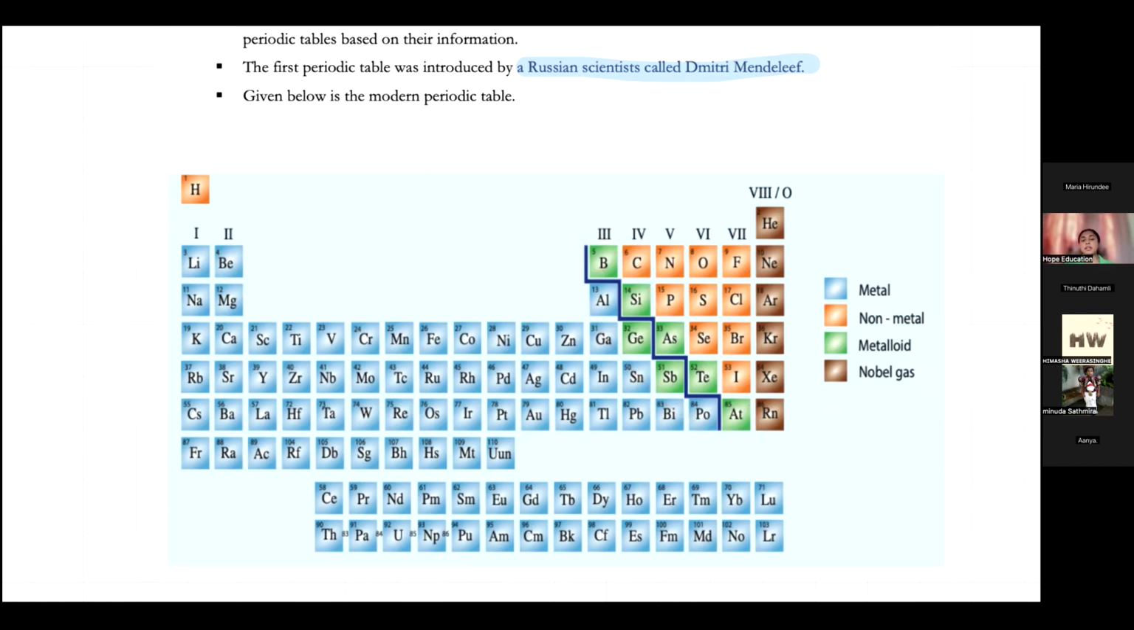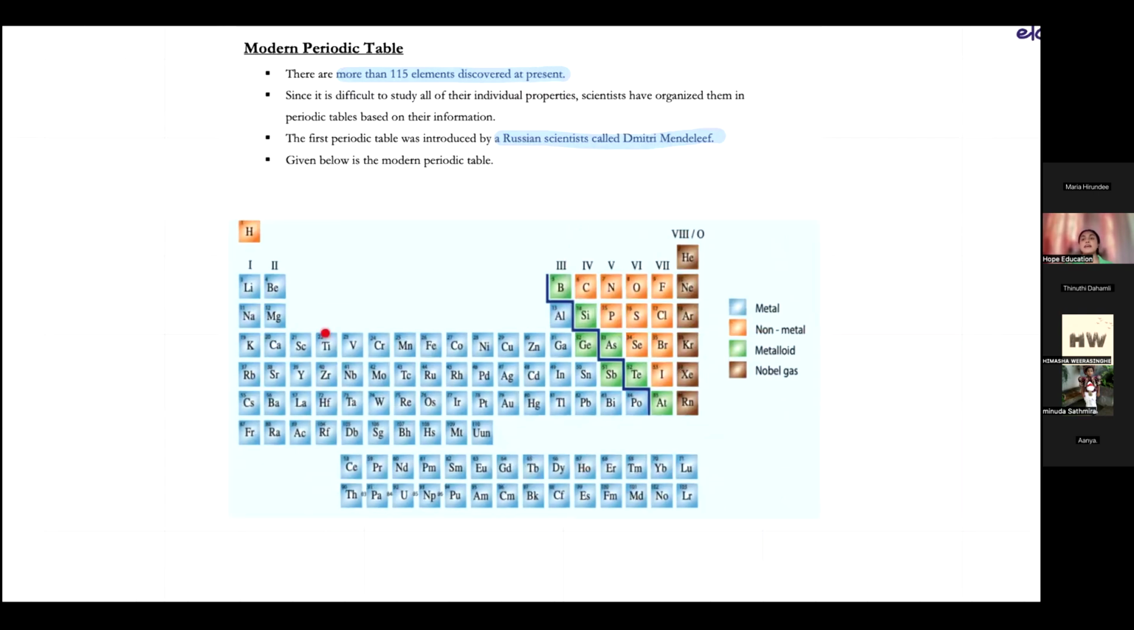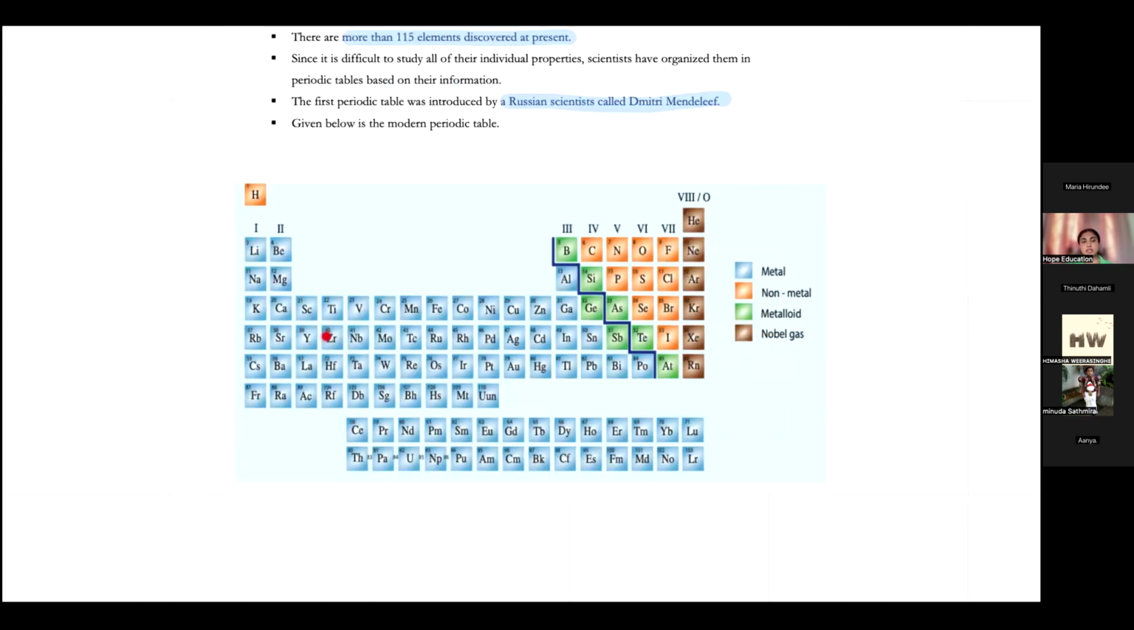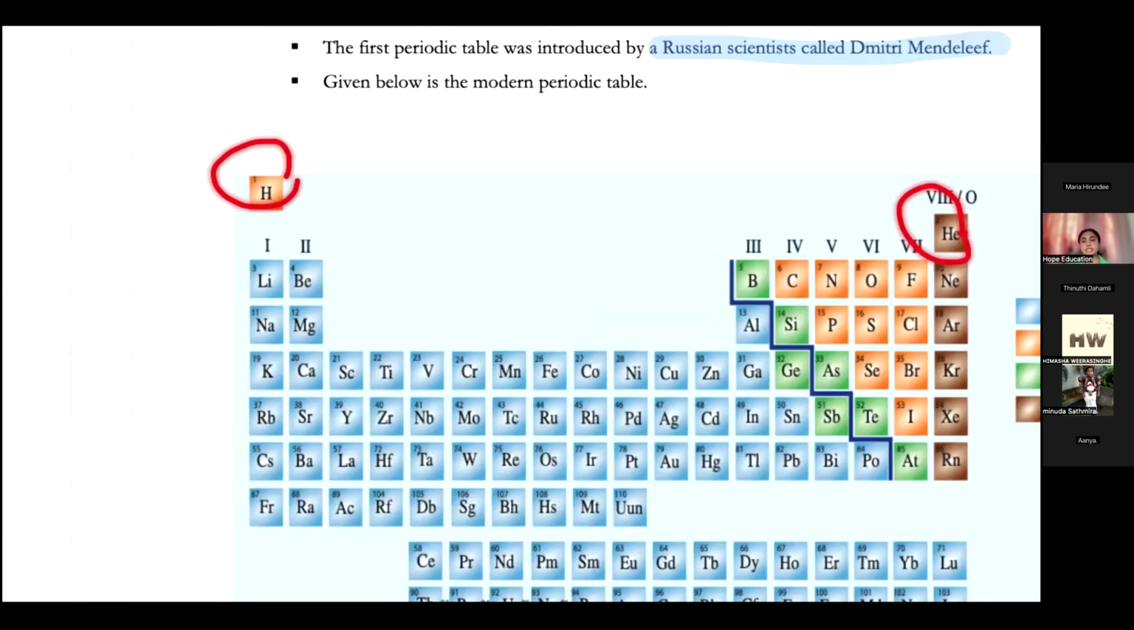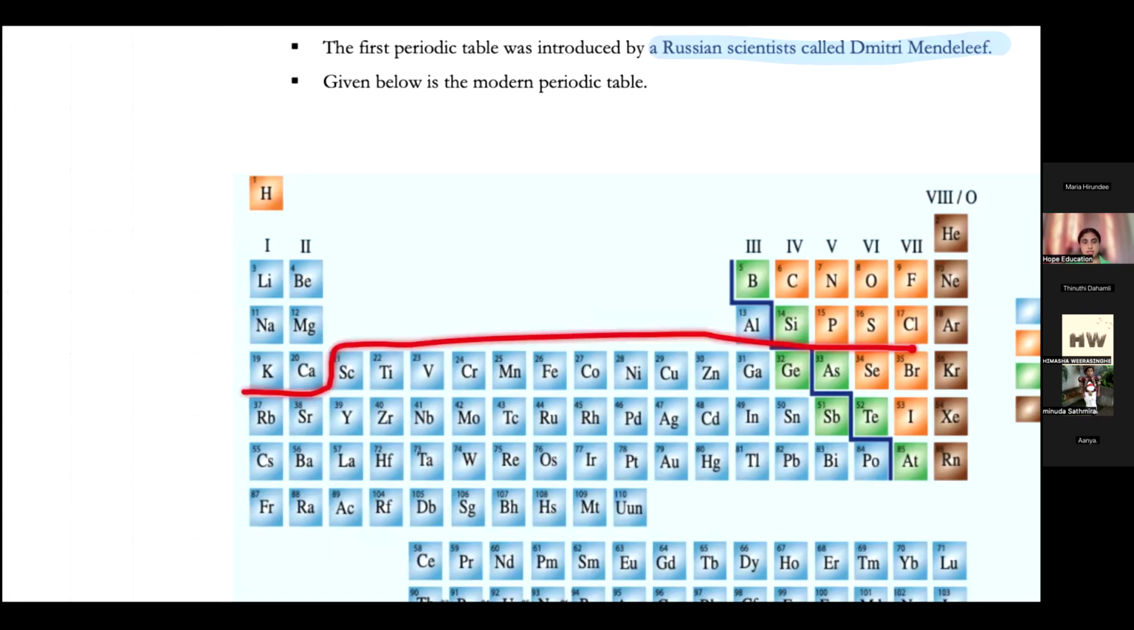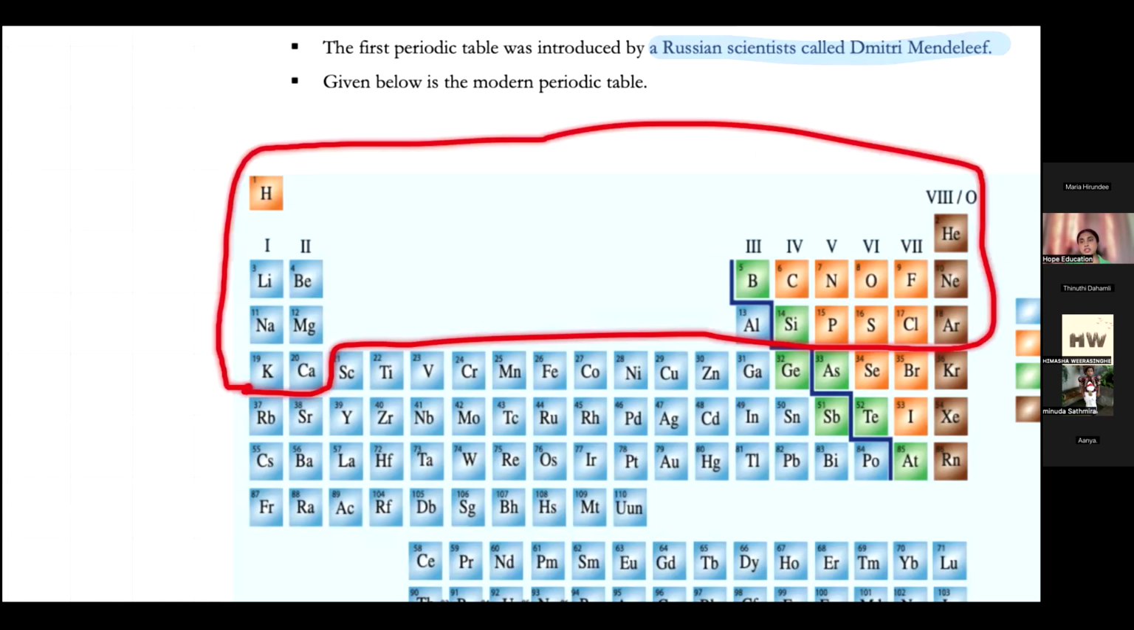So this is the modern periodic table. අපි මේ ඔක්කොම ඉගෙන ගන්න නැහැ. In O levels, we are only learning the first 20 elements. So this is the first element, second, third, fourth, fifth, sixth, seven, eight. Likewise. මෙන්න මේ සෙට් එක තමයි අපි O level syllabus එකේ ඉගෙන ගන්න. The first 20 elements.